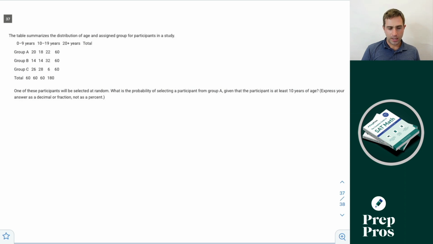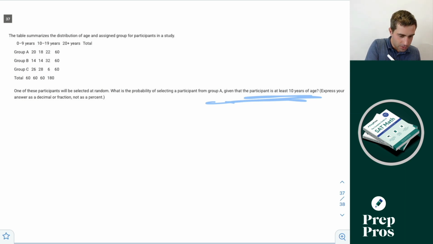The table summarizes the distribution of age and assigned group for participants in a study. Sometimes these tables are a little bit messed up when they post them, so hopefully this one kind of works out here. One of the participants will be selected at random. What is the probability of selecting a participant from group A given, so this is our condition in this conditional probability here, given that the participant is at least 10 years of age?